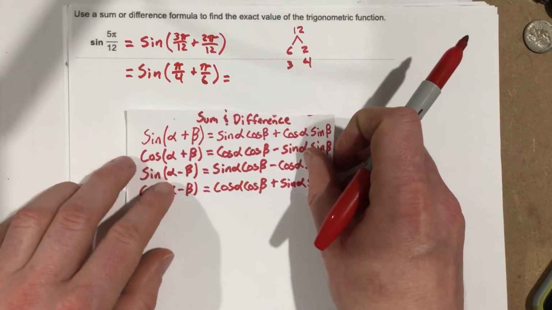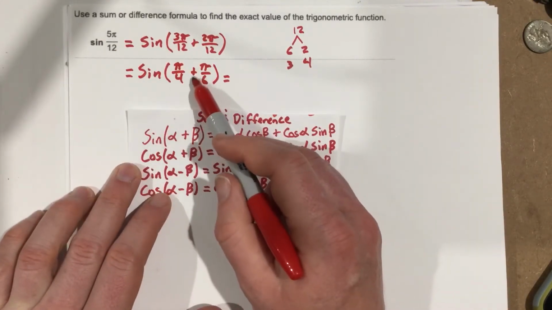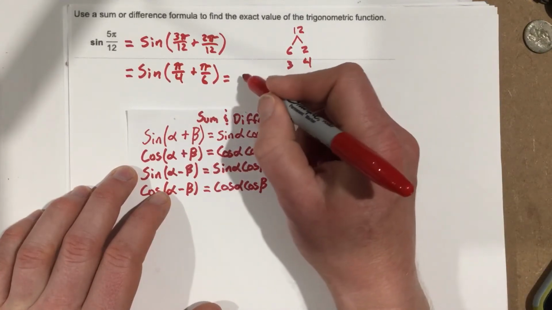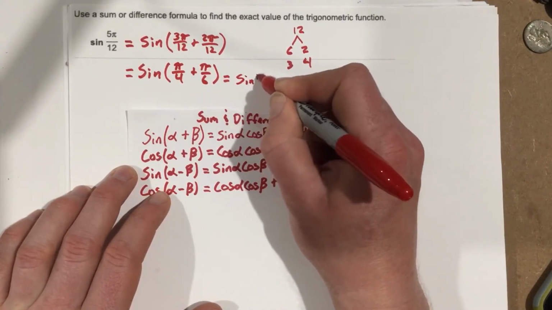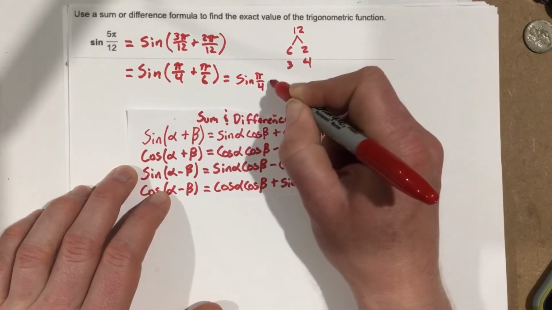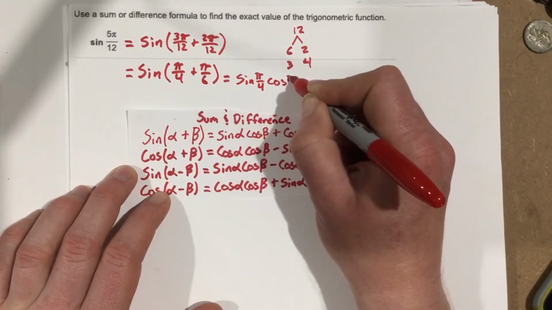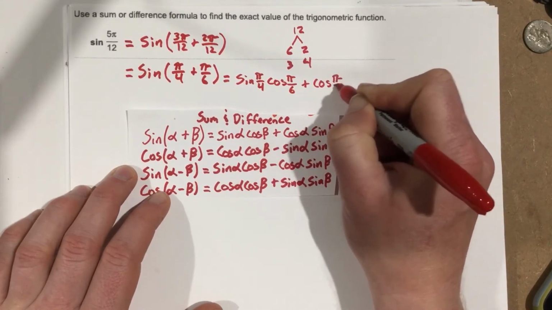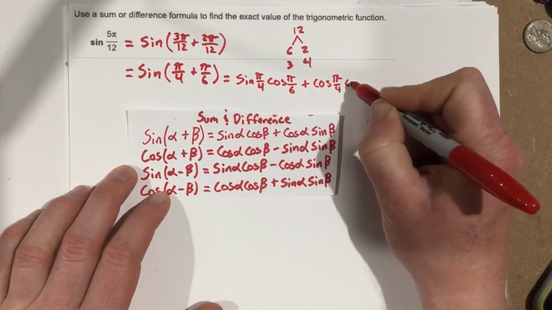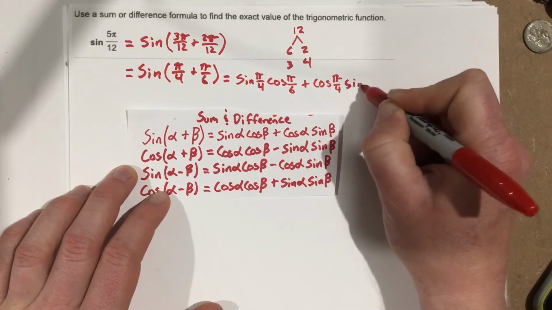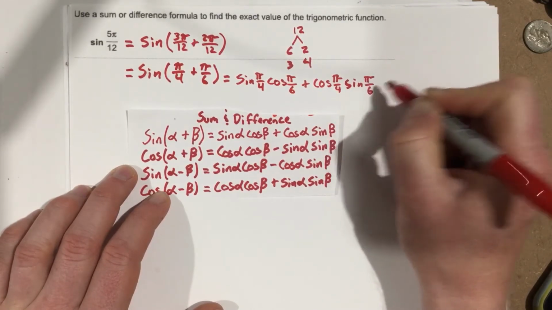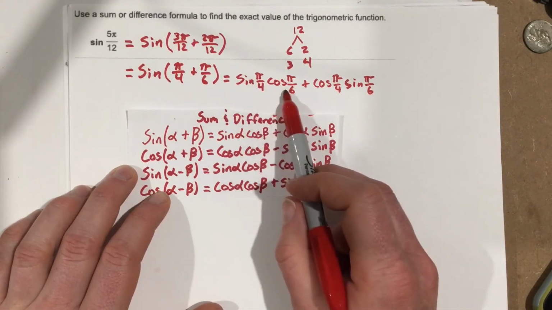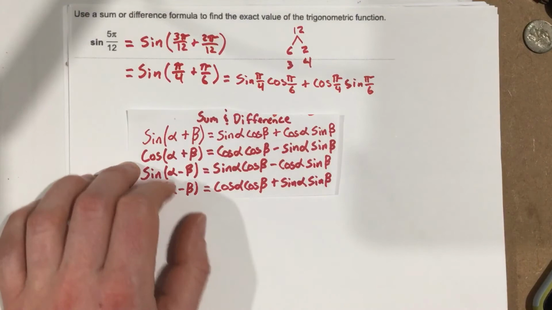Obviously we have sine and we have a sum formula. So let's look at the sine sum formula, which is the top one. And we can say that this is sine of pi over 4 cosine pi over 6 plus cosine pi over 4 sine pi over 6. All right, so we're just using that top one right there: sine pi over 4, cosine pi over 6, cosine pi over 4, sine pi over 6.